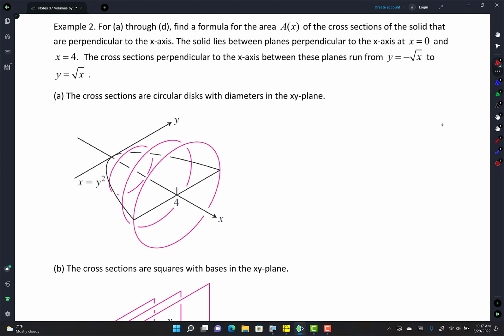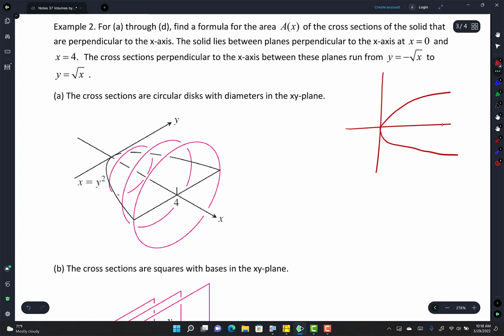Okay, so here's what they're telling me, guys. They're telling me that I have this curve in the xy plane. y equals square root of x, y equals negative square root of x. And that's the curve that they have here. And this cross section right here that I'm doing in blue is this same one as this one.